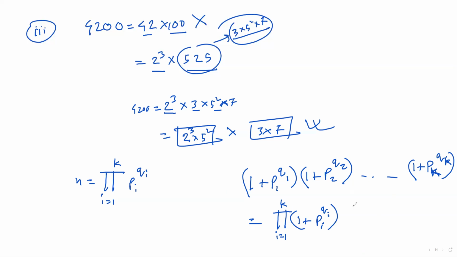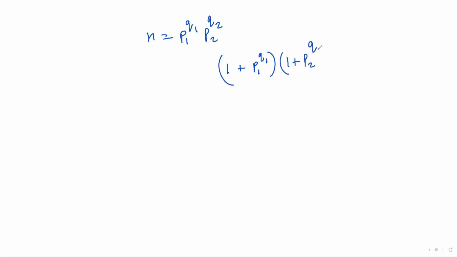Okay. Let's consider a smaller case to explain this in an easier way. Let's consider that n is just p1 to the power q1 times p2 to the power q2, the case where we have just two prime factors. So the expression we just considered becomes a smaller one: (1 plus p1 to the power q1) times (1 plus p2 to the power q2).